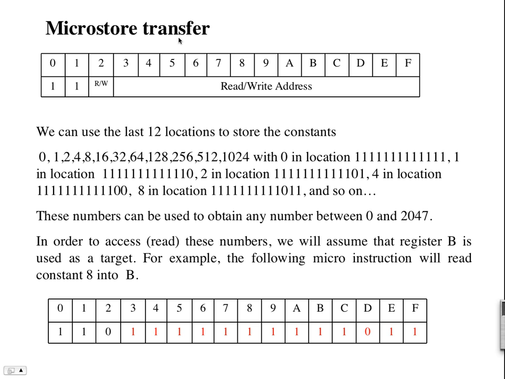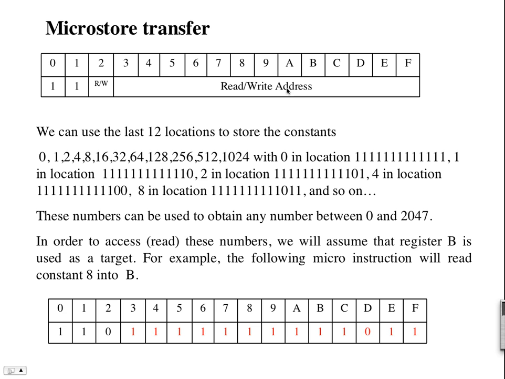So one way to do that is to tap the micro store transfer type instructions, and those were identified by 2 1s on the left, and we had a read-write bit here, which we have to set to 0 for read and a 1 for write, and then we have the read-write address, which has to go in here.